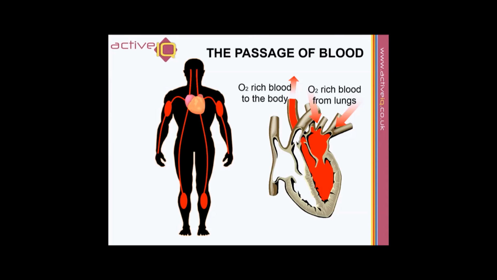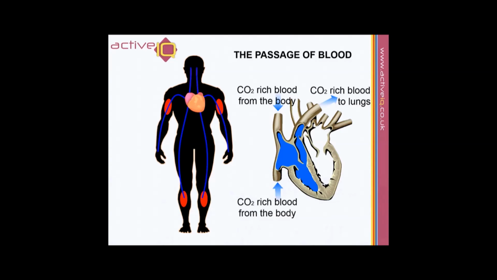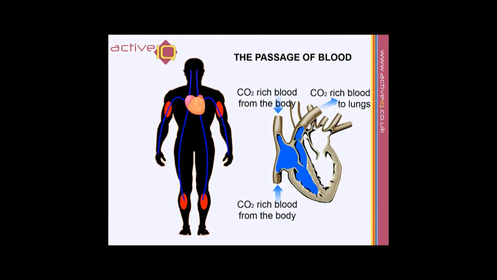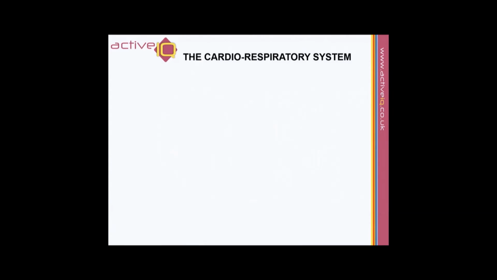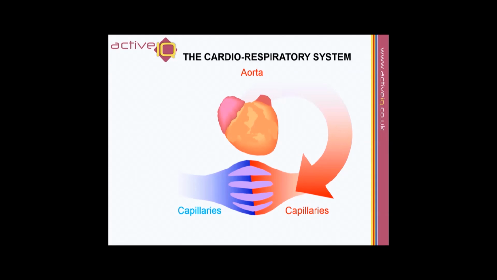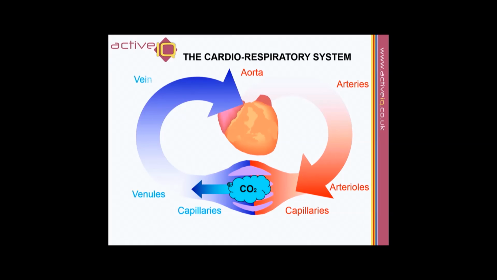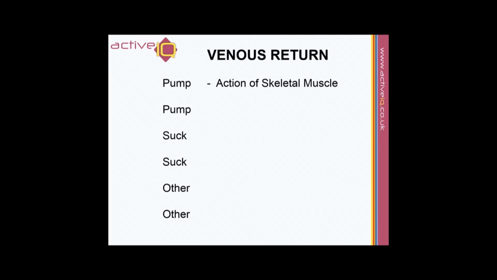So a little diagram here that shows a pulsing effect of oxygen-rich blood from the lungs, and then one of the CO2-rich blood from the body. So the cardiorespiratory system, you can see this fairly simple diagram of the way oxygen diffusion takes place. CO2 then returns, or CO2-rich blood returning to the heart via the vena cava. So just a little diagram to help you to understand it.